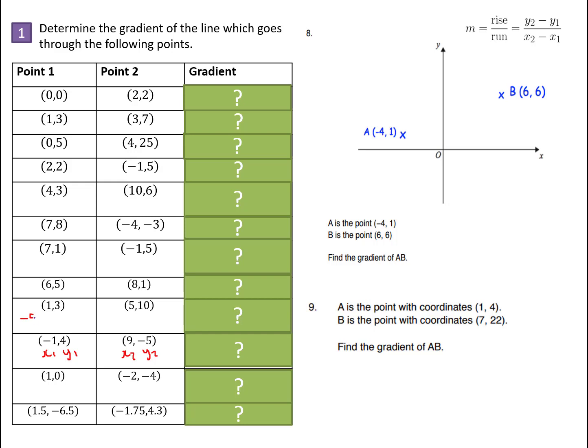So you've got minus 5 minus 4 divided by x2, which equals 9, and x1, which is minus 1. So it's minus minus 1. Now this is an important point. Two negatives together become a what? A plus. So that becomes minus 9 over 10. Pause the video, give all those questions a go. That will cement your understanding and you'll get a bit of practice with negative numbers.